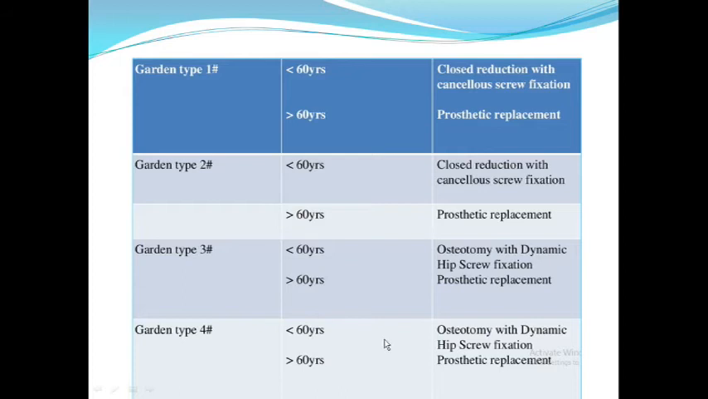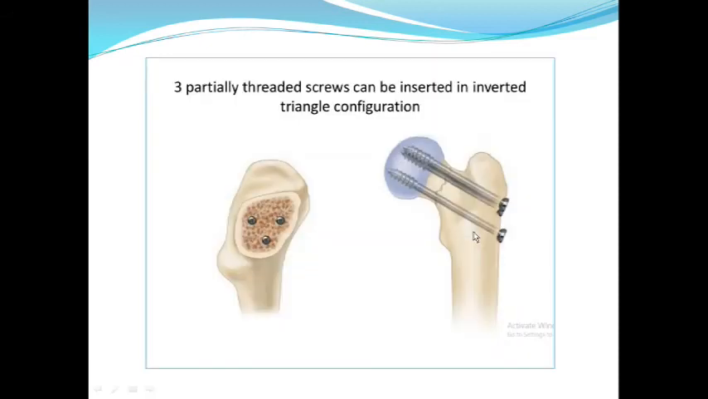Garden type 4, less than 60 years, osteotomy with dynamic hip screw fixation. Greater than 60 years, prosthetic replacement. Okay, so greater than 60 years, we always go for prosthetic replacement, but less than 60 years, again we try to fix the fracture. So this is how you will do cannulated CC screw fixation.